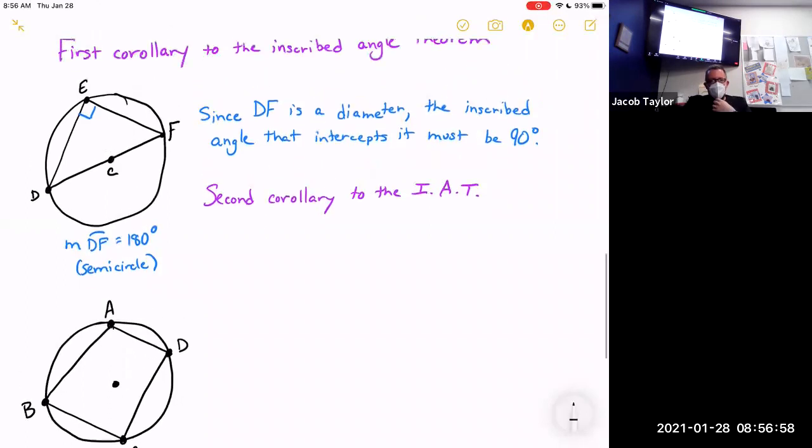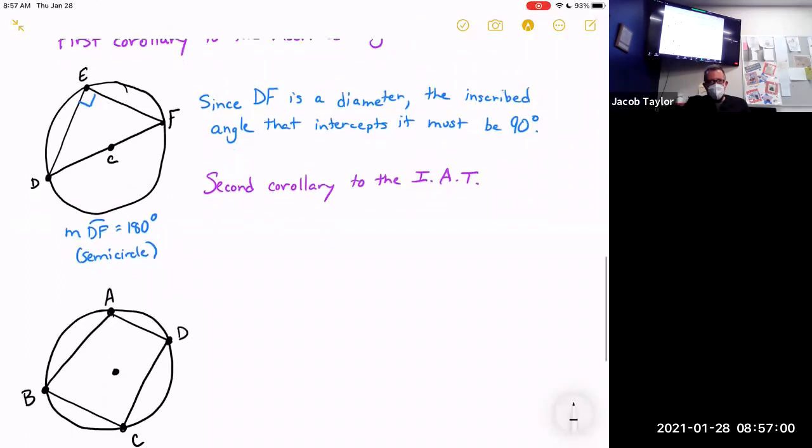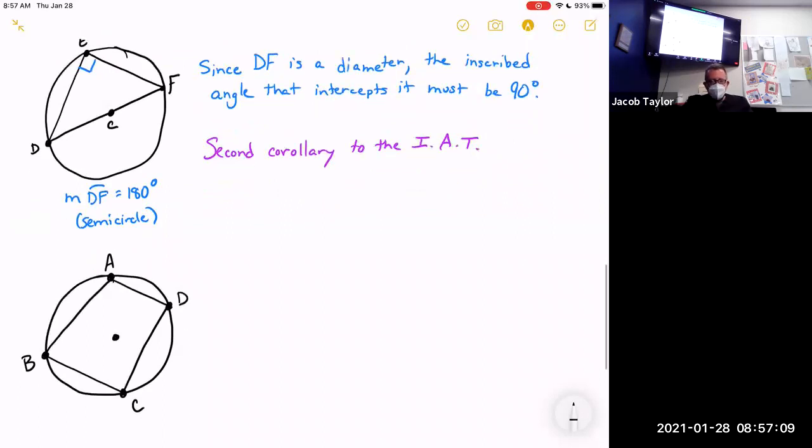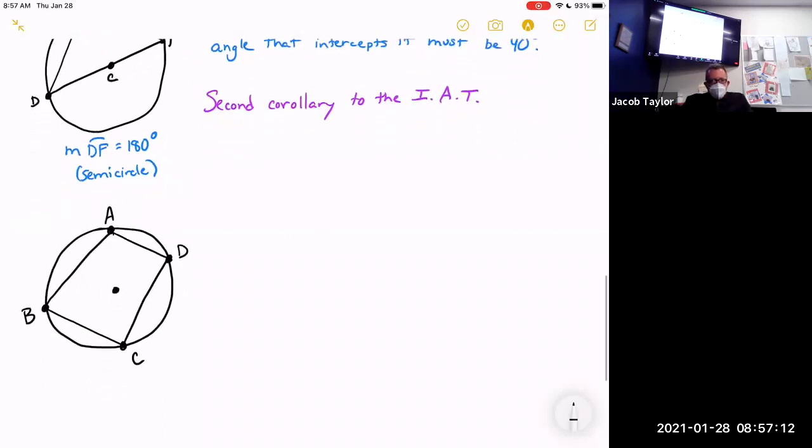Scroll down so you can see more of what I just did. There's the second corollary. Can you see all of the second corollary? I can't see the last letter. There we go.